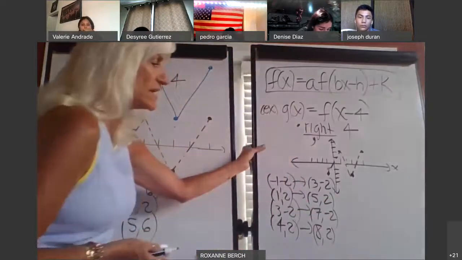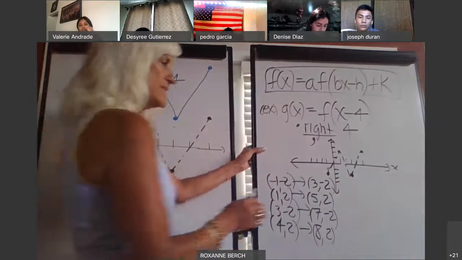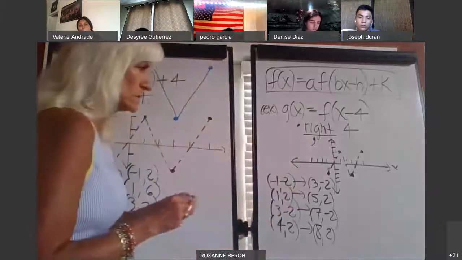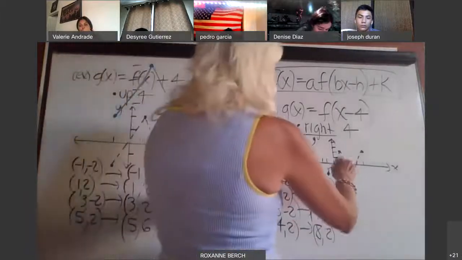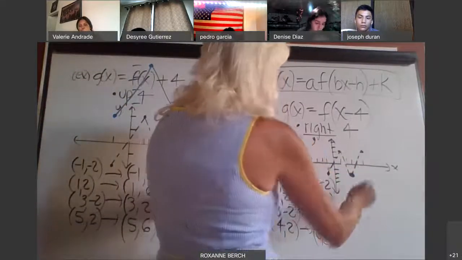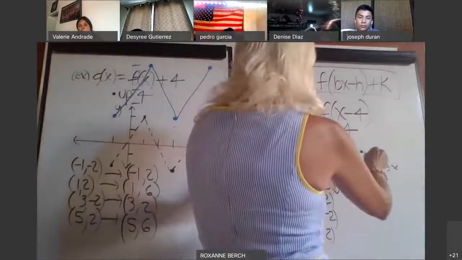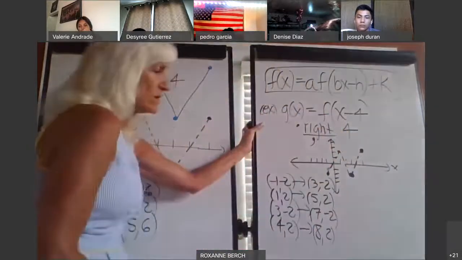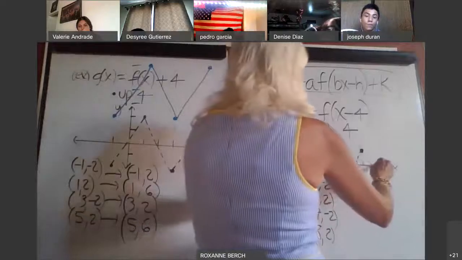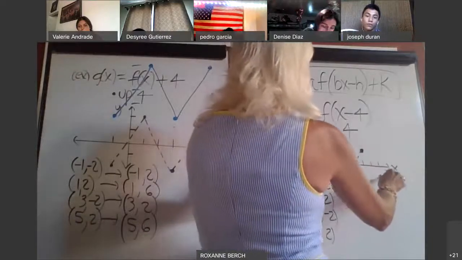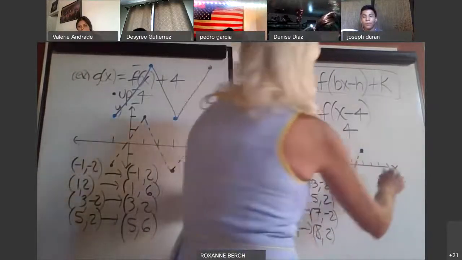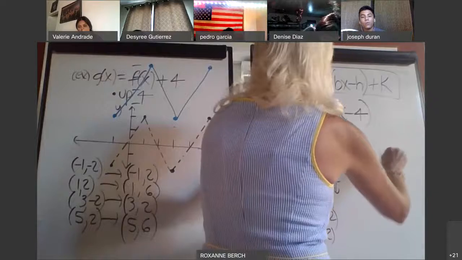So when you graph these, you get right 3 down 2. So right 3 down 2 would be here. Right 5 up 2 would be there. Right 7 down 2 would be there. And right 8 up 2 would be there.